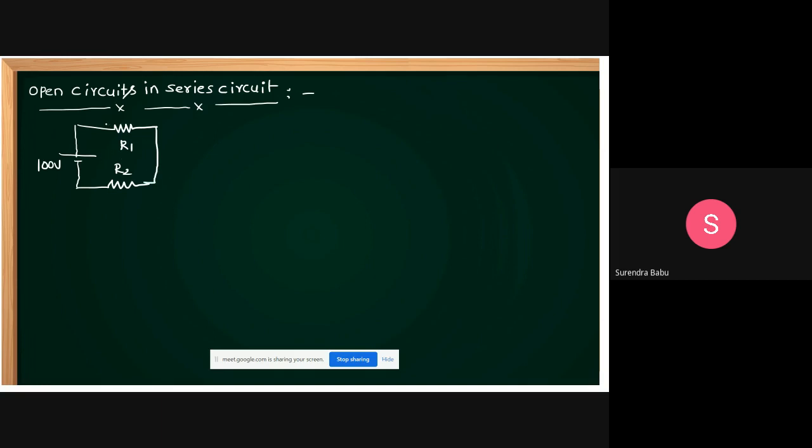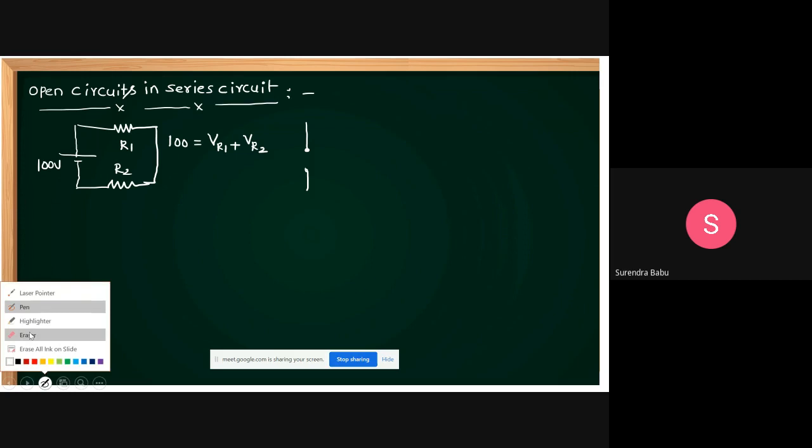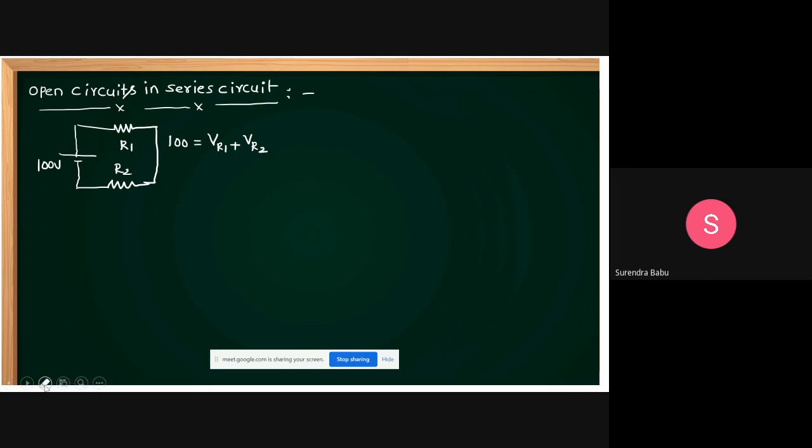Now in this case, what is the 100 equal to, students? The total 100 volts is equal to VR1 plus VR2. That means VR1 exists, VR2 also exists. If any series circuit is open circuited, let this be the 100 volts, this is the R1 resistor and this is the R2 resistor.